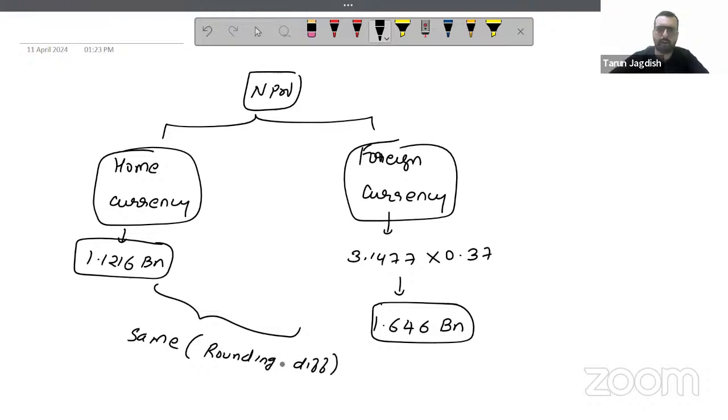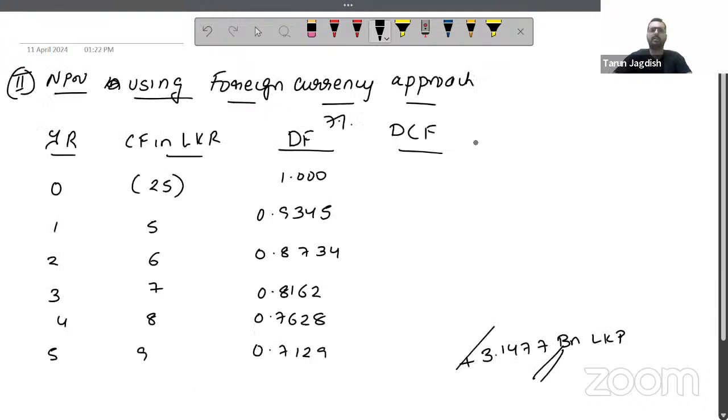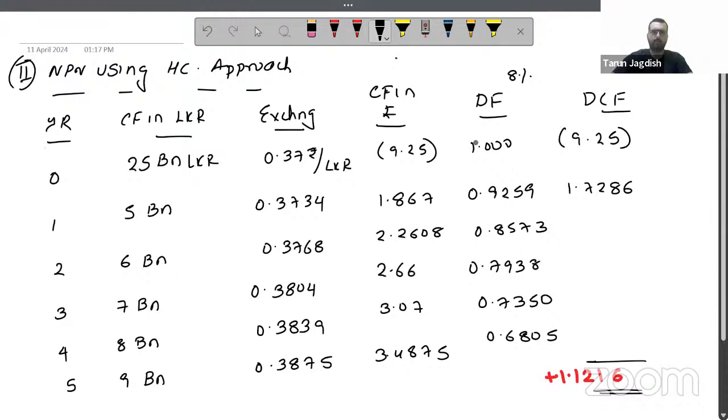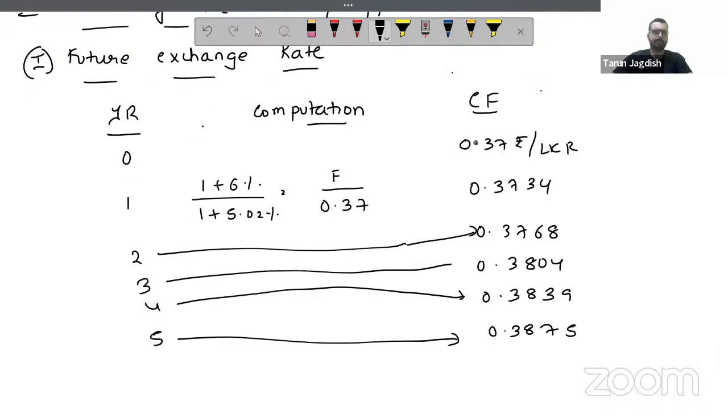Everybody clear with this part now, friends? Yes, because I took 7%. Actually, it's 7.02%. The slight deviation will come. So that's it, friends. So we have solved this question using both the home currency approach and the foreign currency approach. I hope you're all clear with this part now.